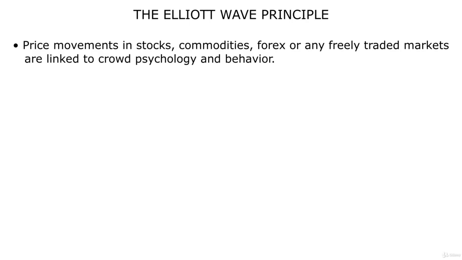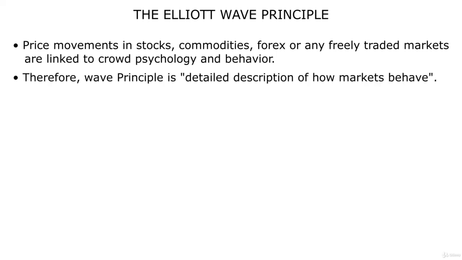Now some of you who are new to the Elliott wave principle might be wondering how it is possible that price moves in similar patterns in stocks, commodities, currencies or any other freely traded market. Elliott explained this by saying that freely traded financial markets are not influenced by outside forces but are instead a result of the collective psychology or crowd behavior of its various participants. In this sense, the wave principle is not just a trading and forecasting tool but also a detailed description of how markets behave.